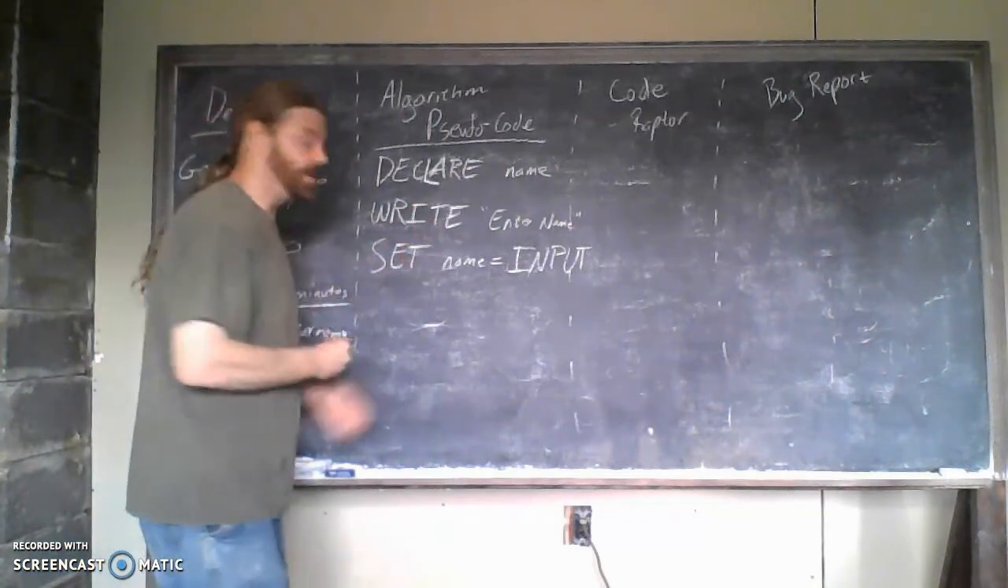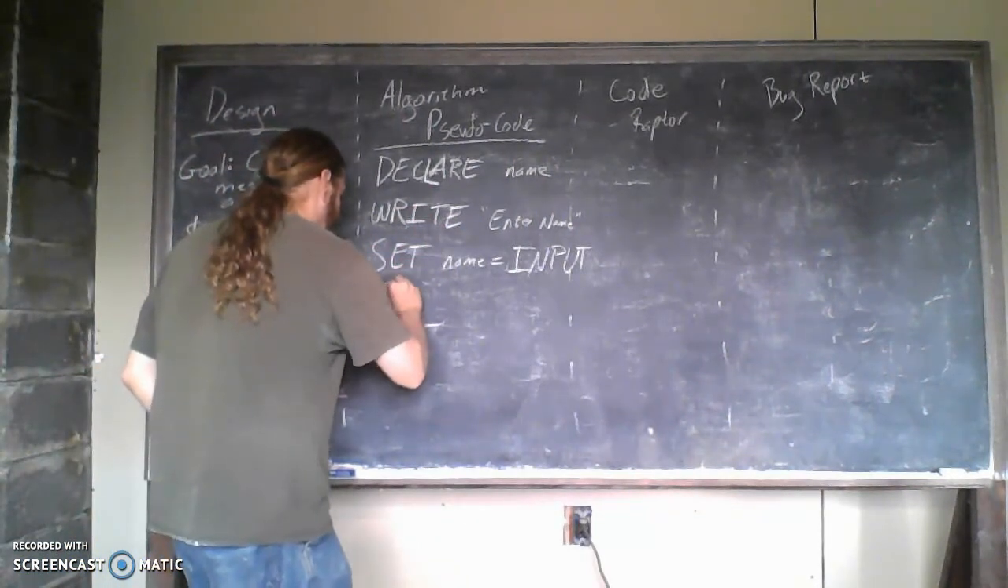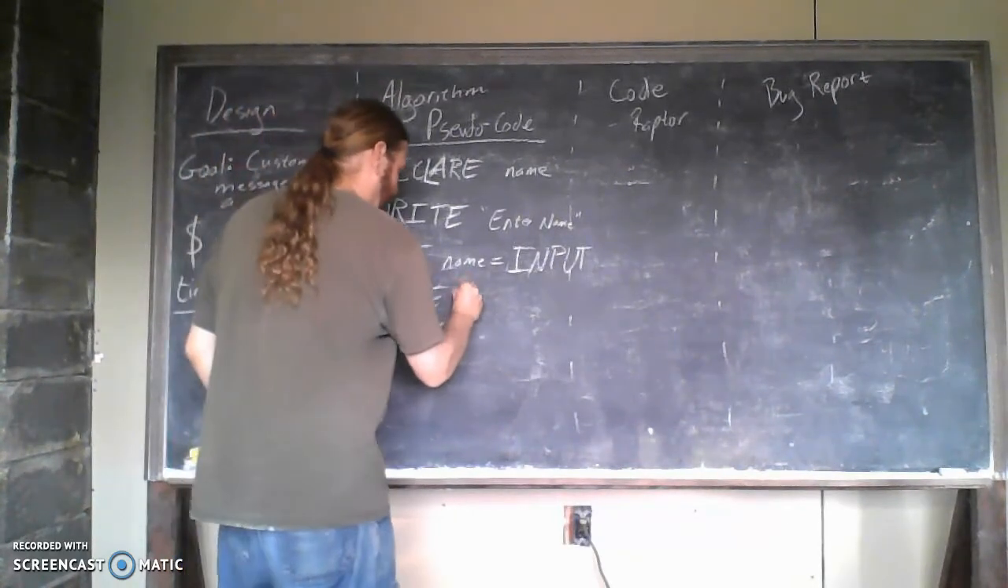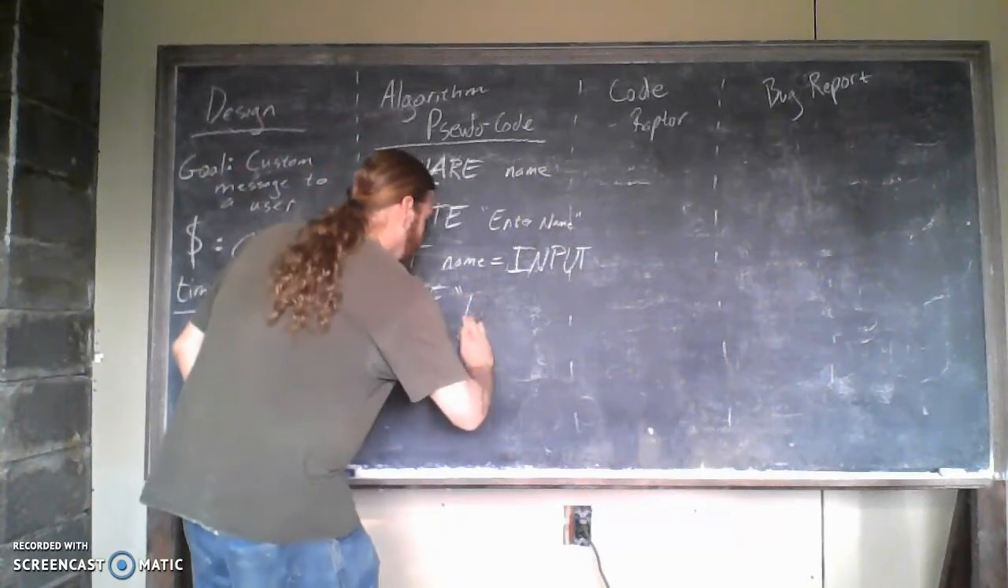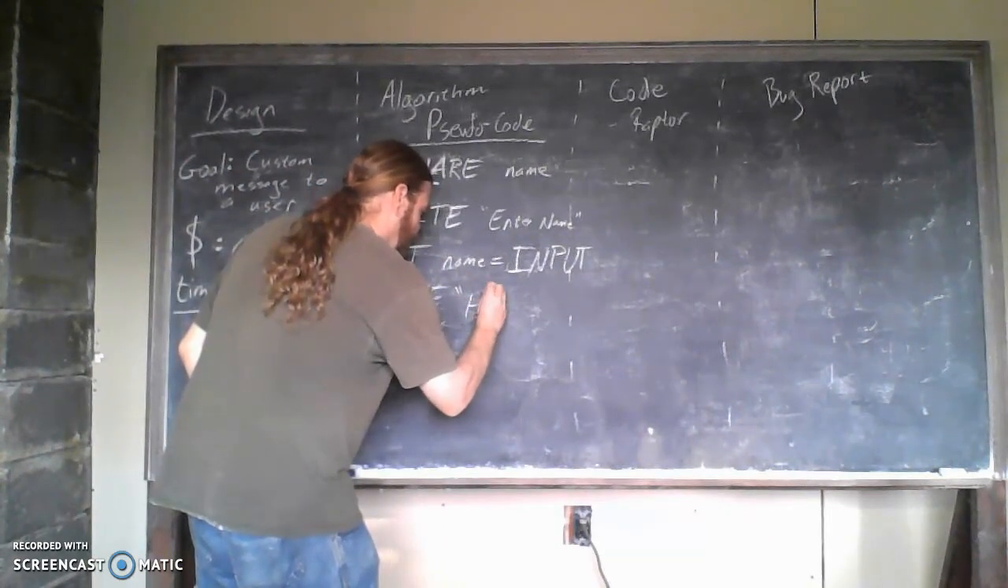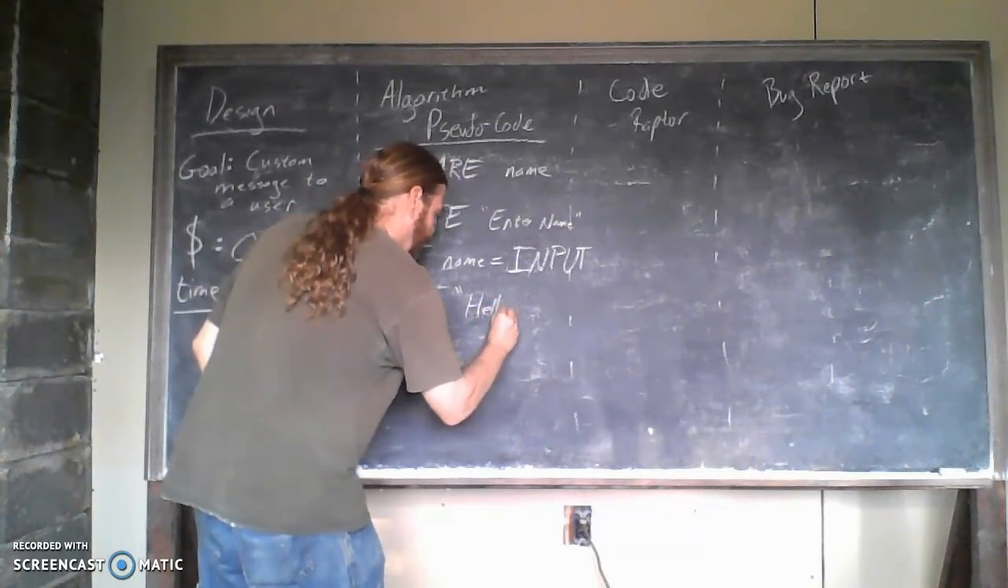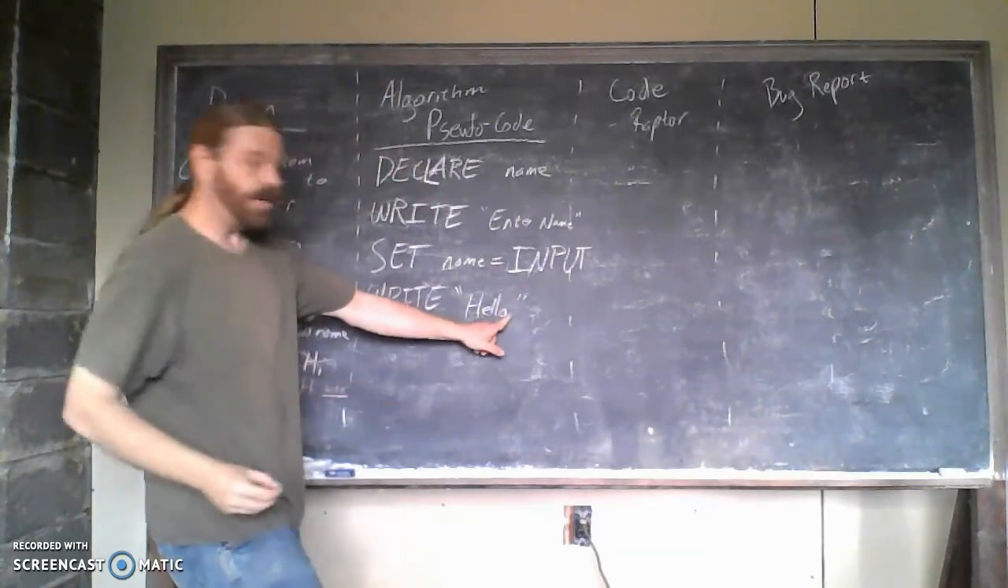Then we're ready for the output. So for this simple example, we're going to write hello. We'll write hello. And then we want to include a space.